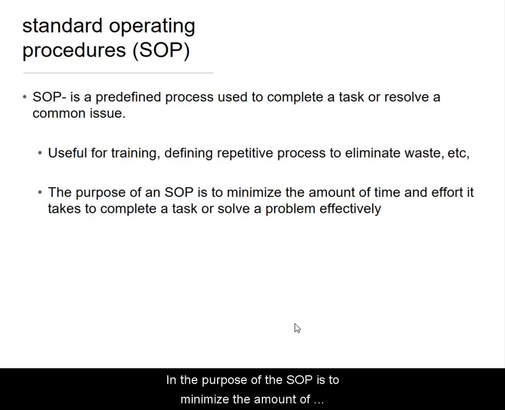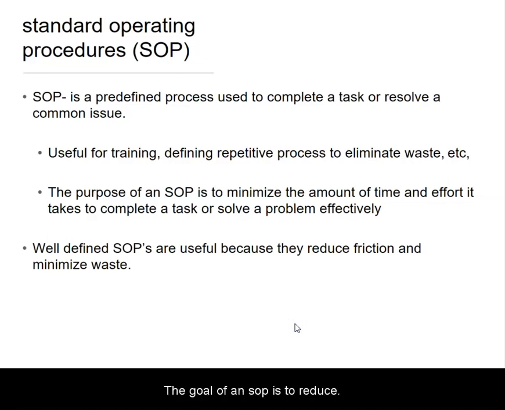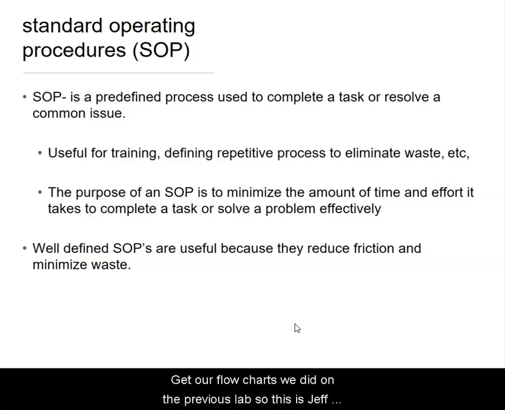The purpose of the SOP is to minimize the amount of time and effort it takes to complete a task or solve a problem effectively. The goal of an SOP is to reduce unintentional friction and to minimize waste in the process. We saw this unintentional friction and non-value added in the flowcharts we did on the previous lab. So the check sheet would be a way of dealing with ways to resolve non-value added.